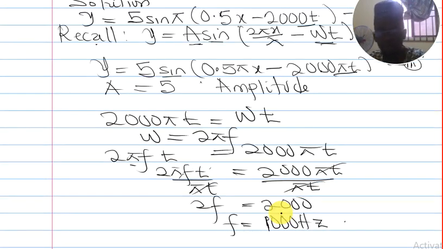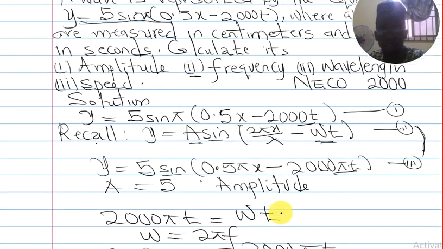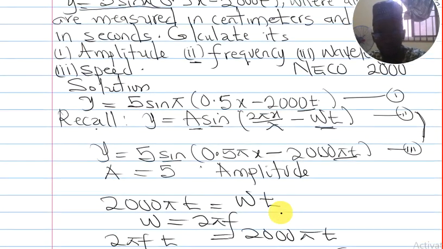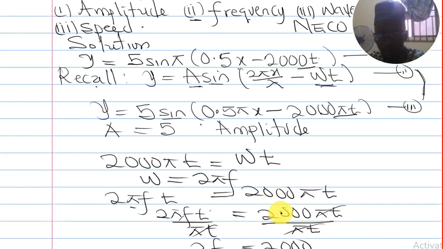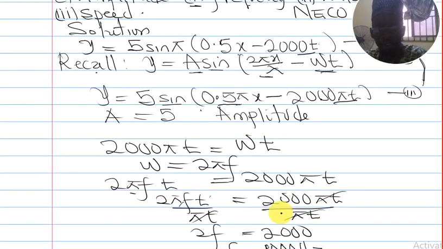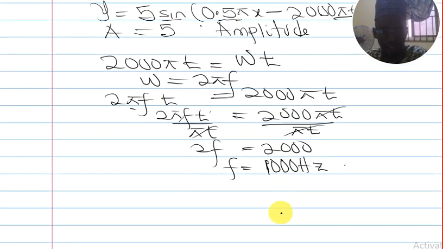We are done with question number 2, right? The question also says calculate the wavelength. To get the wavelength here, look at this one. We have x here, and we also have x here. It means this one and this one, you must equate to each other, right? So let me quickly do this one. That is, I can say 0.5 pi x is equal to 2 pi x over lambda.